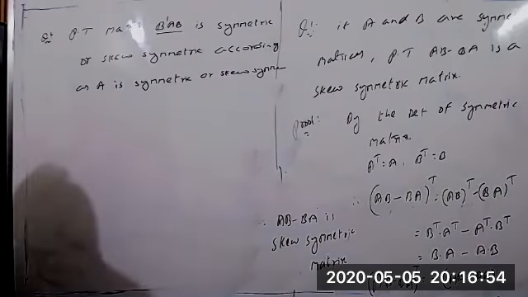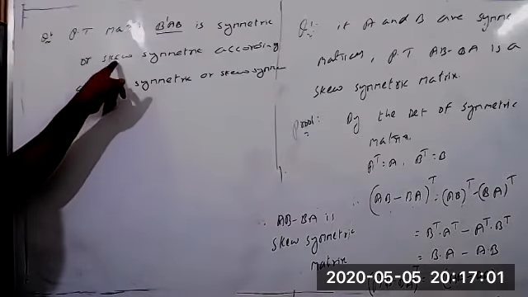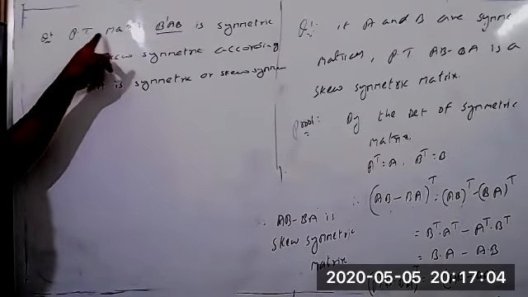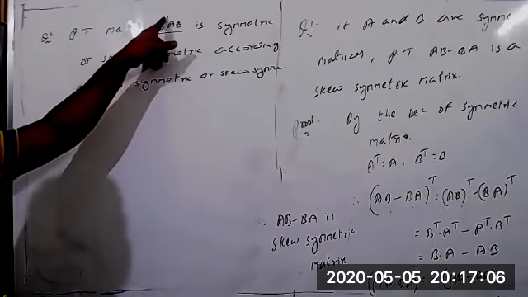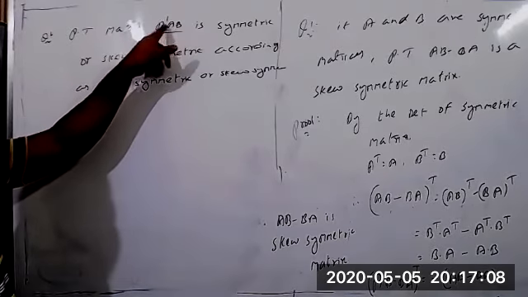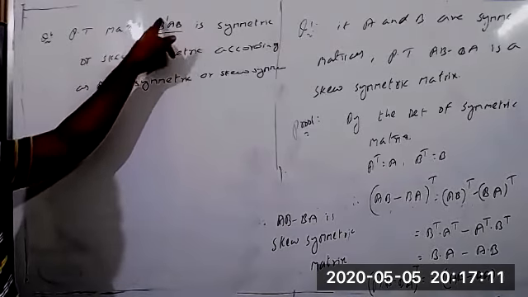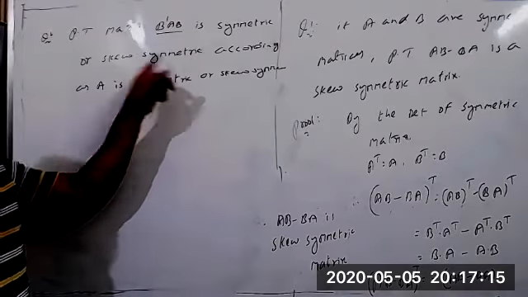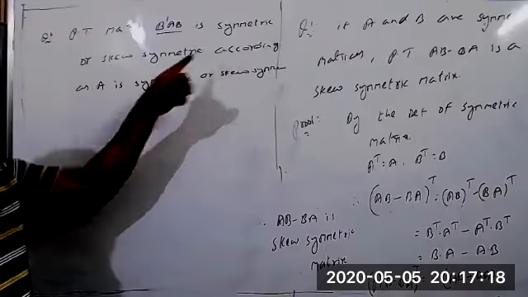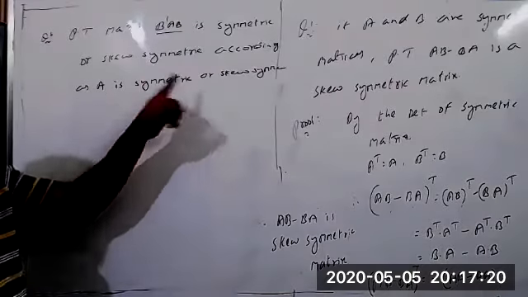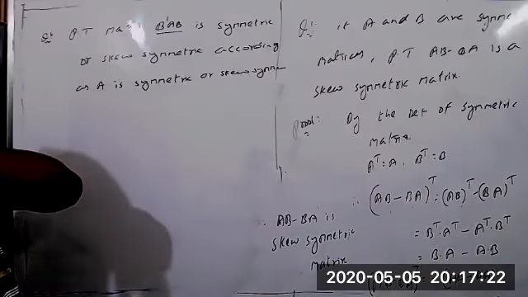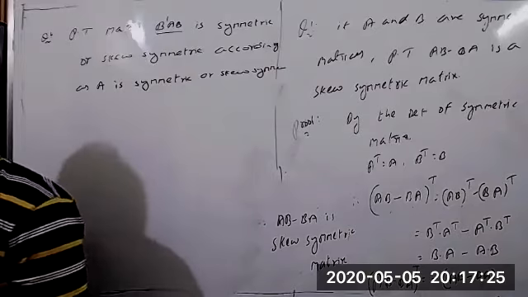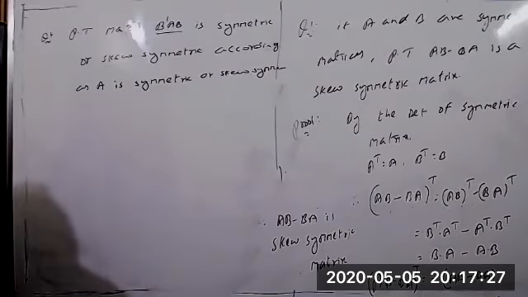Once you can try. Sir, what is written in the first line? Prove that matrix B transpose into AB, B dash AB, is symmetric or skew symmetric according as A is symmetric or skew symmetric. What is A here? A is either symmetric or skew symmetric. Any matrix you can take.